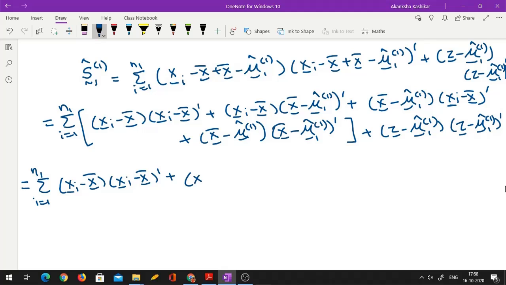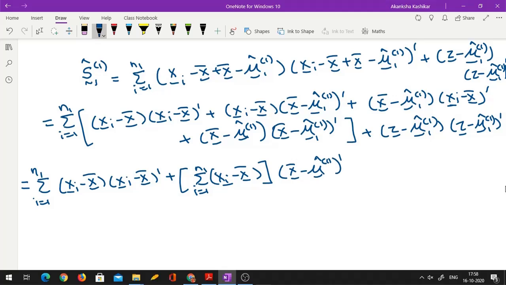We have already derived formulae for the estimates of mu and sigma in the multivariate normal setup. So let me see what happens under H1. Under H1, these y1, y2 are coming from the second population, and the sum of y minus y bar into y minus y bar prime appears.